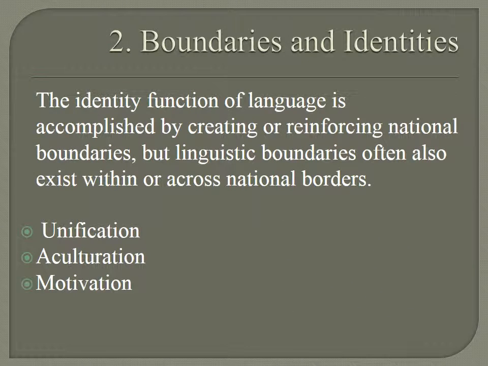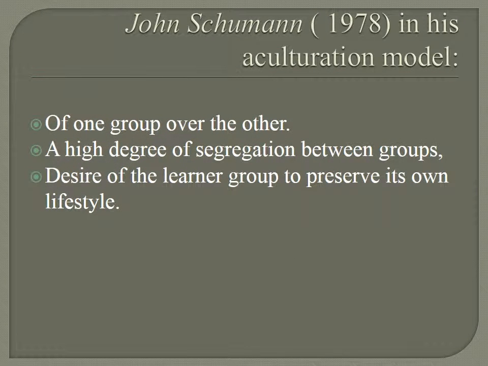2. Boundaries and identities. The identity function of language is accomplished by creating or reinforcing national boundaries, but linguistic boundaries often also exist within or across national boundaries. It consists of 1. Unification, 2. Acculturation, and 3. Motivation. John Schumann, in his acculturation model, lists 1. Dominance of one group over the other. 2. A high degree of segregation between groups. And 3. Desire of the learner group to preserve its own lifestyle.